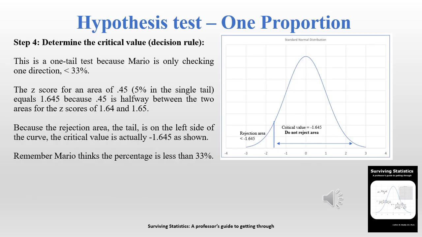All right, step number 4 for Mario is to determine the critical value, or the decision rule. This is a one-tailed test because he's only looking for one direction, which is less than 33%. So he's looking for a z-score that equates to an area of 0.45. And of course, as we found out in the previous example, that value is going to be 1.645, which is halfway between 1.64 and 1.65.